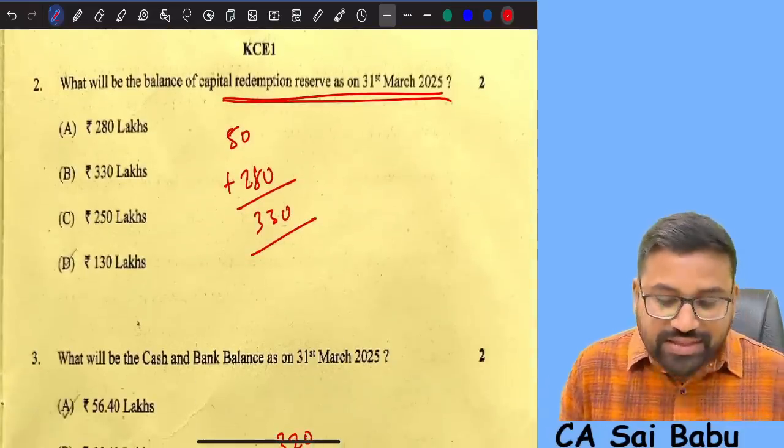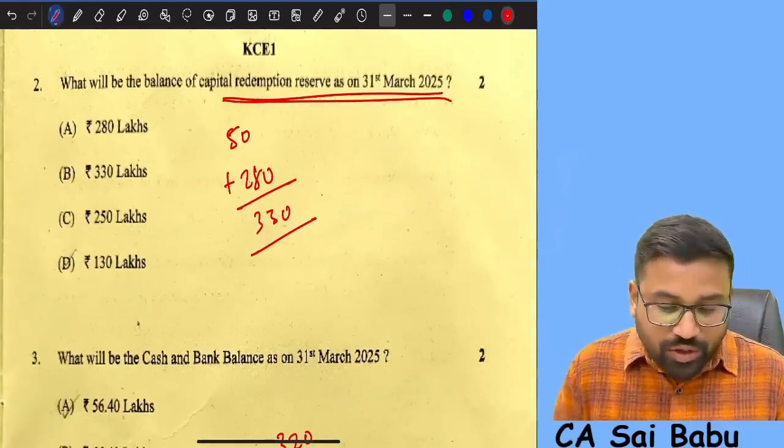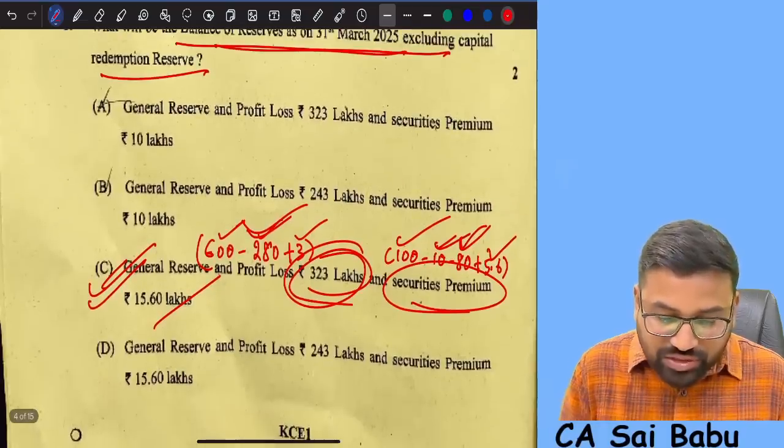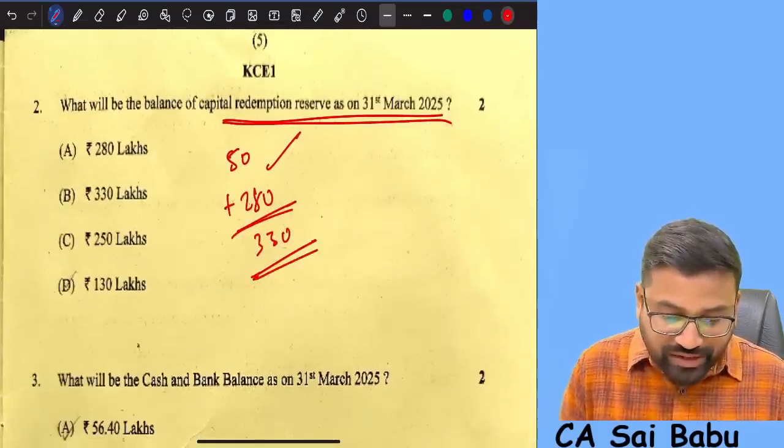What will be the balance in CRR as on 31st March 2025? Originally 50, sir, original balance given in the question, plus how much we transferred from free reserves to CRR? 280. So 50 plus 280, 330 lakhs.